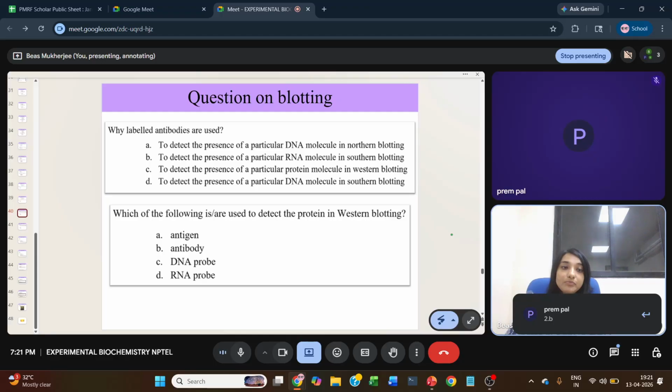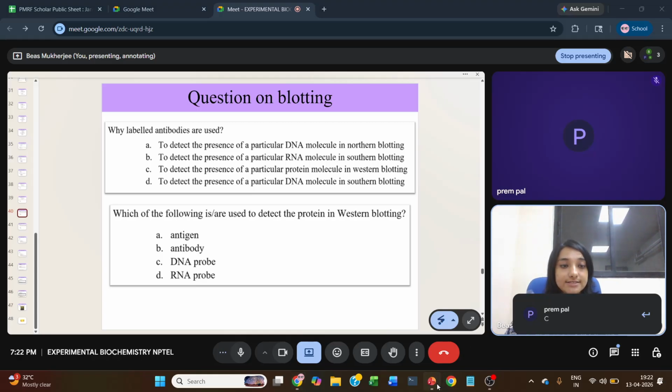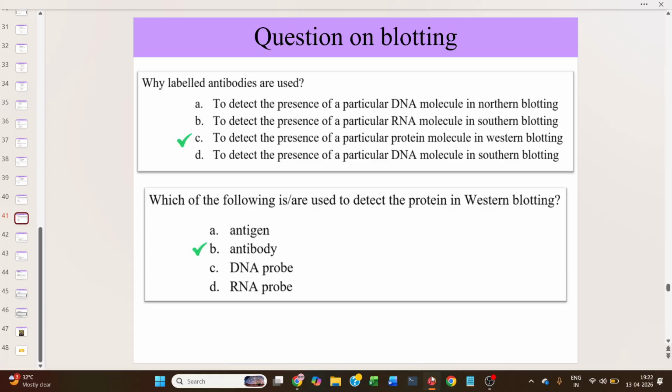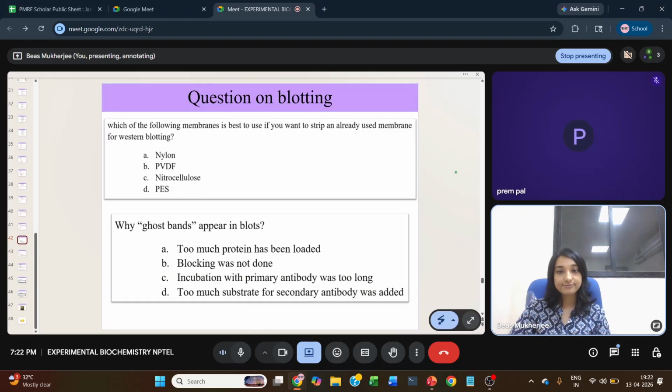What about the next one? 2B. So for both it is B. That is what you're saying, right? Acha, 2B. Which of the following is used for detection of protein in Western blotting? So antibody is used. Correct. Yes. What about the first one? Try answering the first question. 2 is B. That is correct. C. Yes. Right. So it is C and B for both the questions. Okay, great. Now we have, I think, a few more questions left.